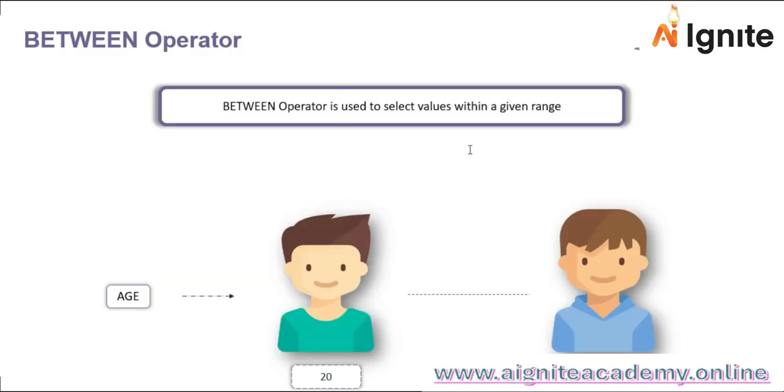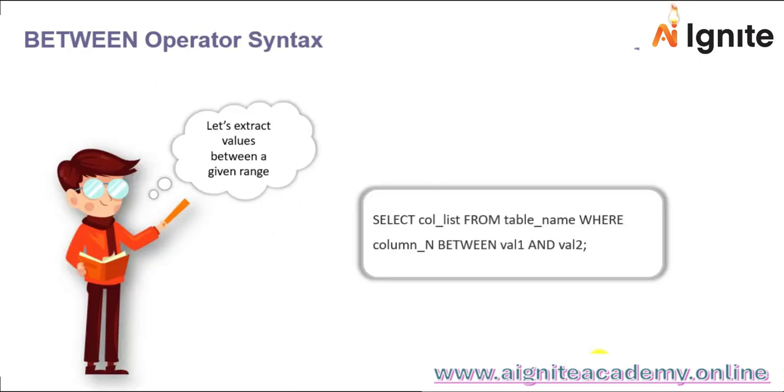Now let's look at the BETWEEN operator. The BETWEEN operator is used to select values between a given range. For example, we can extract only those records where the age of the person is between 20 and 25. And this is the syntax.